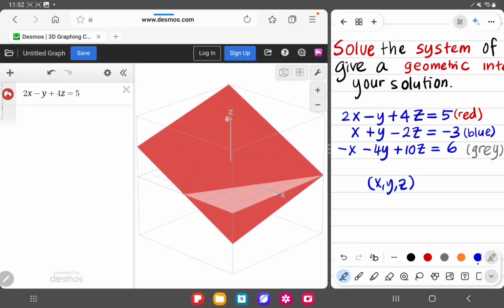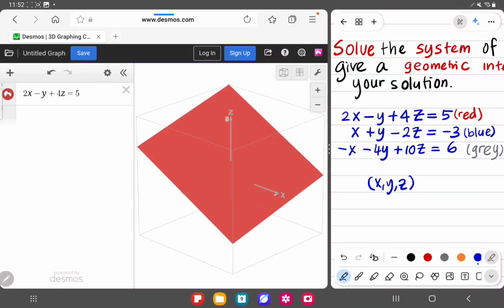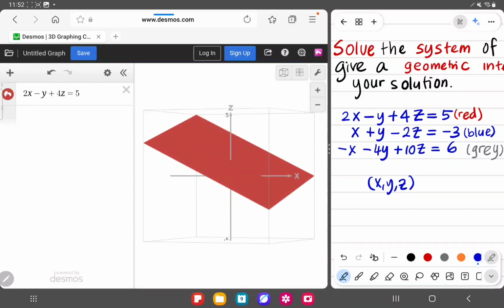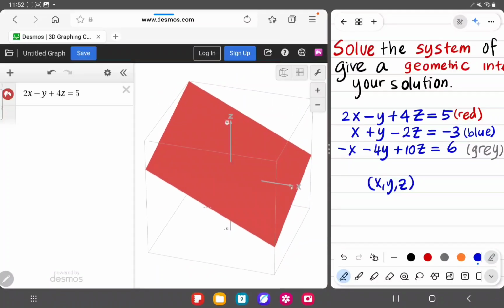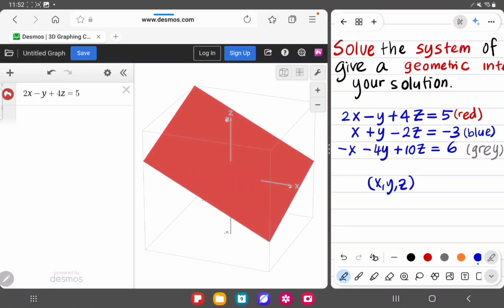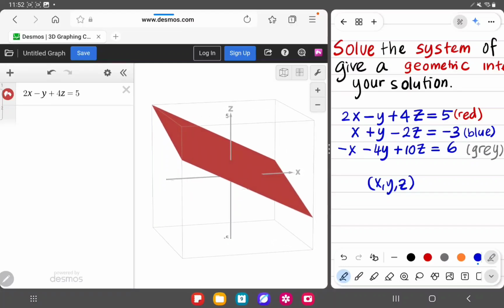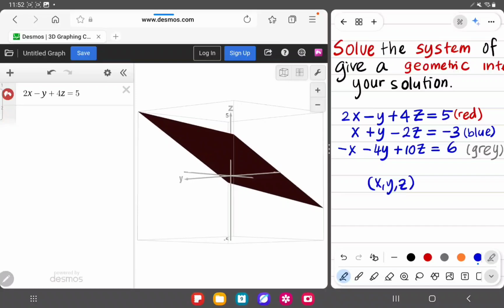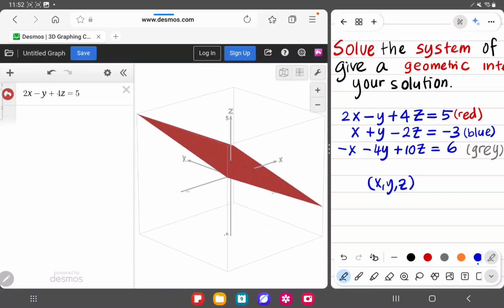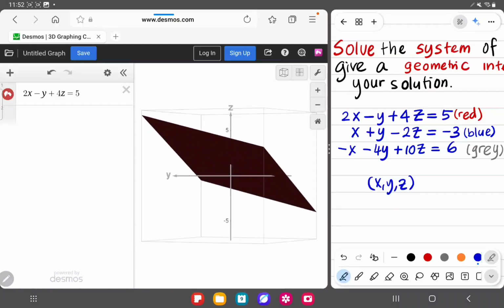Let's say I take away the xy plane. So you can see that this red wall intersects the x-axis and the z-axis at a point. And also the y-axis if I make it a little bit smaller.